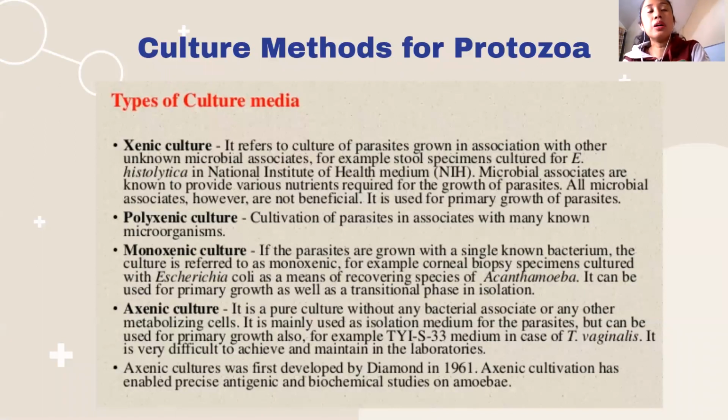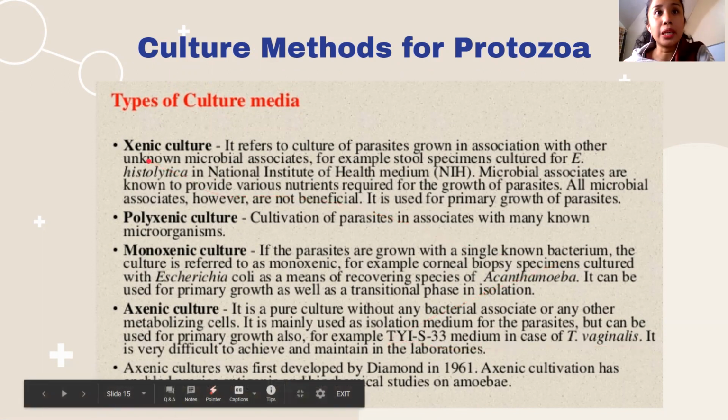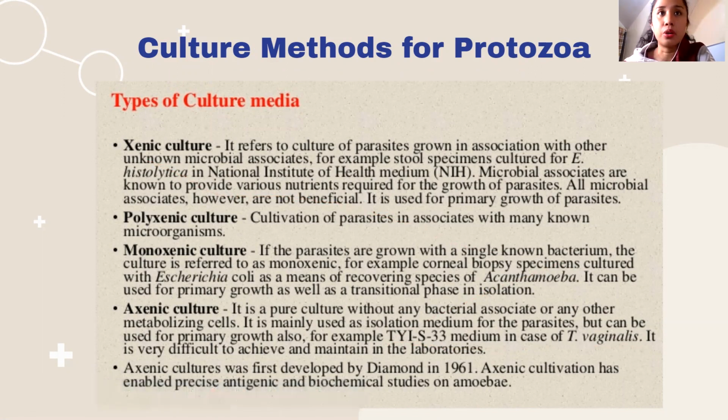Okay. So now, we're done with the culture of your larval nematodes. Here we have your culture of protozoa. Class, I just want to introduce the different types of culture media that could be used. Memorize this. When we say xenic culture, the culture refers to culture of parasite grown in association with other unknown microbial associates. For example, stool specimen cultured for E. histolytica.